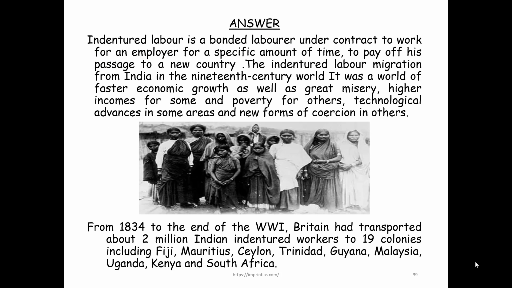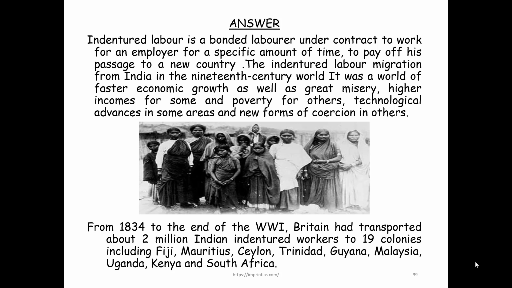So let's look at the answer now. Indentured labor is a system of bonded labor, where there is a contract to work for an employer for a specific amount of time to pay for his passage to a new country. This happened in the 19th century. It was a world of faster economic growth as well as great misery, higher incomes for some and poverty for others, and technological advances in some areas and a new form of coercion in others.